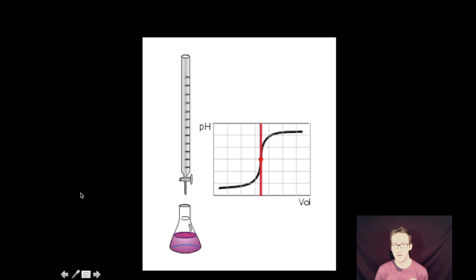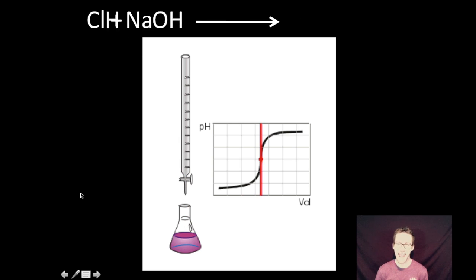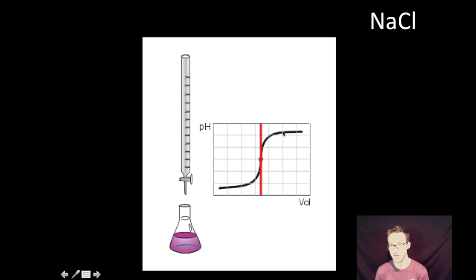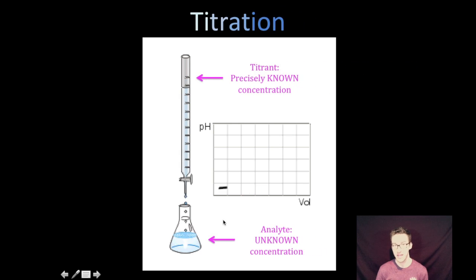Now, as you look at your screen, you are shown an animation that illustrates sort of what you are going to be monitoring as you perform a titration. You're carefully monitoring how much volume of titrant you add, and observing how that affects the pH in an acid-base titration.